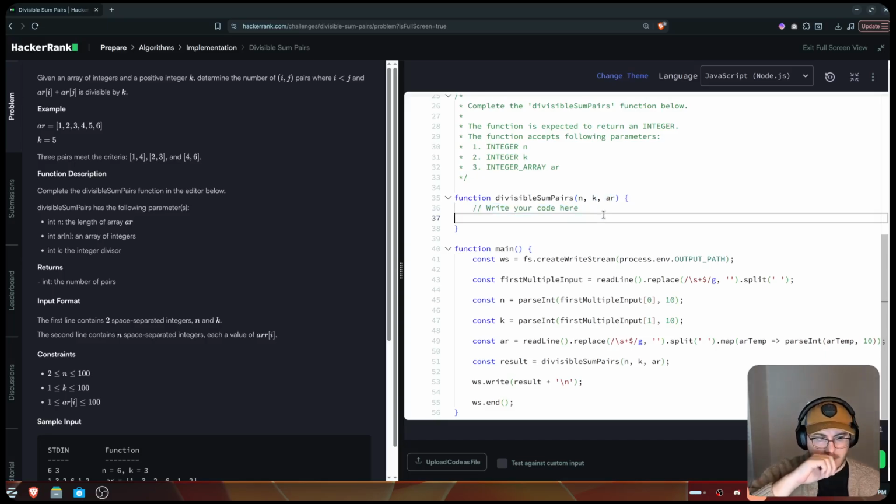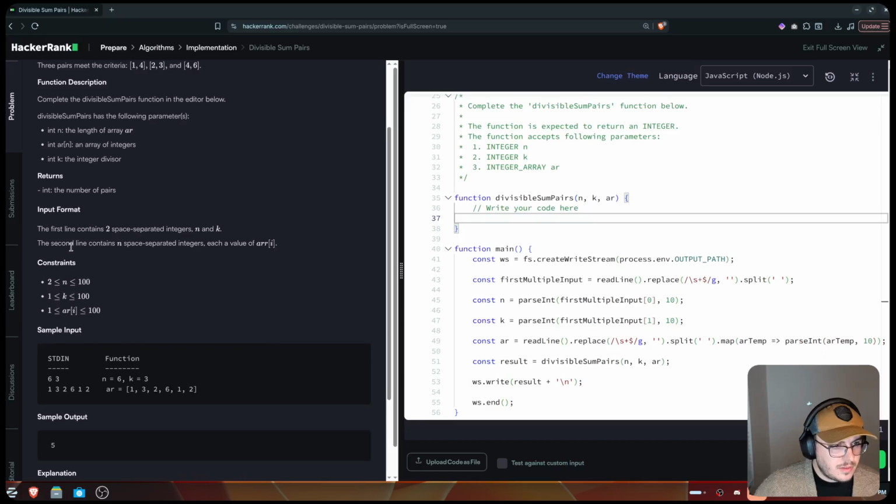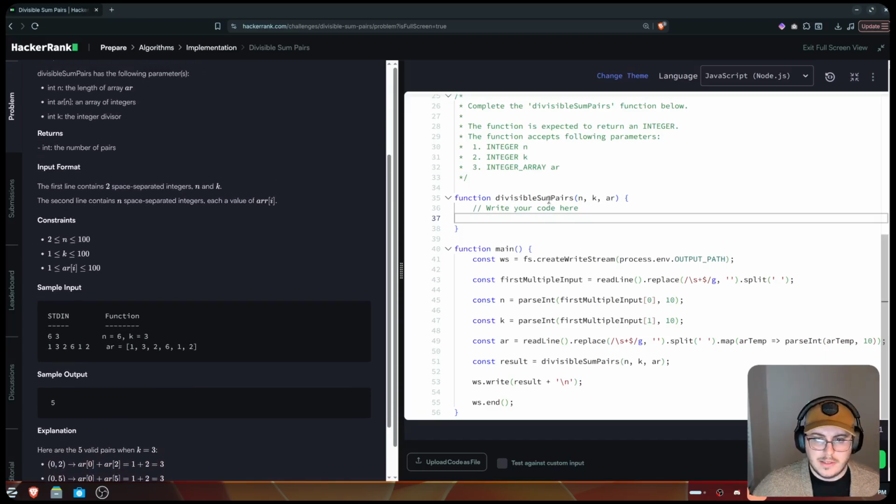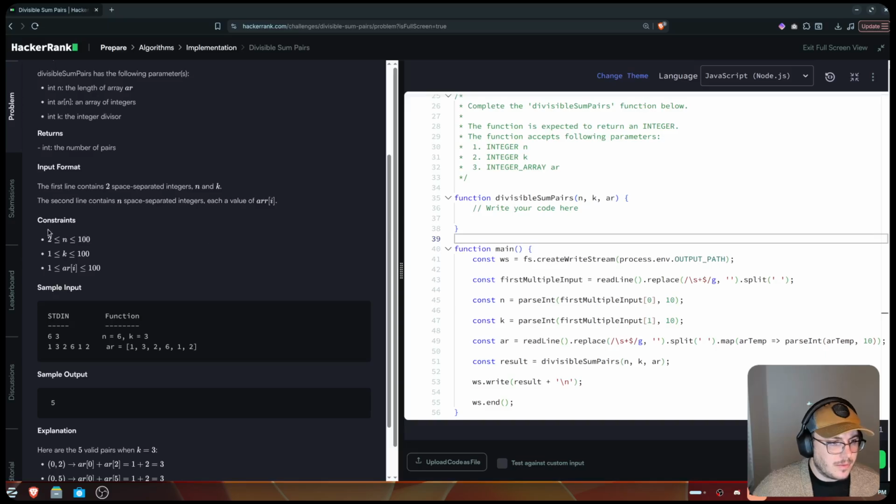Okay. Int, the number of pairs, input format. The first line contains 2 space separated integers, n and k, the second line contains n space separated integers, each a value of array i. I'm gonna have to read that again. Sorry, my brain kind of spaced as I was reading it. The first line contains 2 space separated integers, n and k. The second line contains, oh, this is just the input format. Okay, well, in our case, it's literally arguments to this, so we don't have to worry about that.